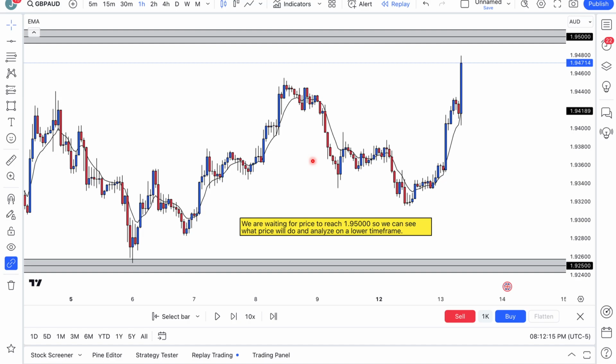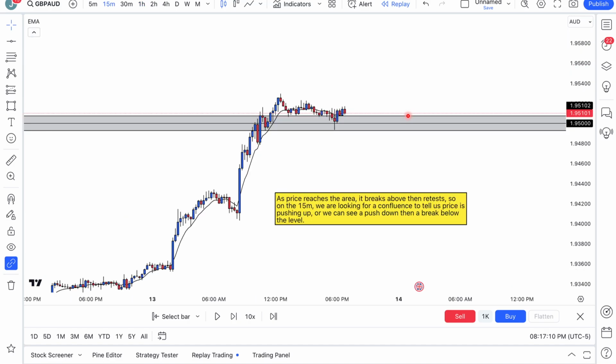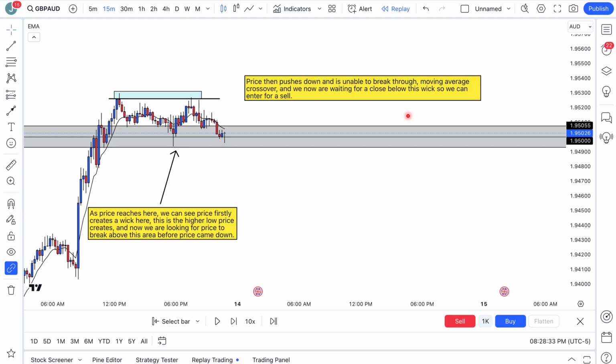But we could trade for a scale in after we get in here. So we could have got in here, lower high, boom. We see another lower high, enter here, boom. But we don't want to place a main trade when we're like, I missed this trade. Enter here and take profit all the way up here, or up here. But yeah, so we waited for price to reach this area, and as price reaches this area, it breaks above, then retests. So on the 15-minute, we are looking for a confluence to tell us price is pushing up, or we can see a push down and then a break below the level.